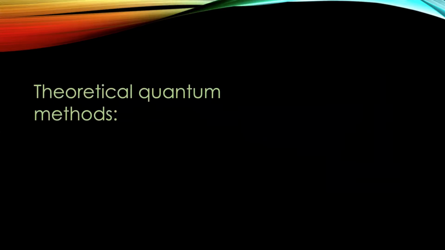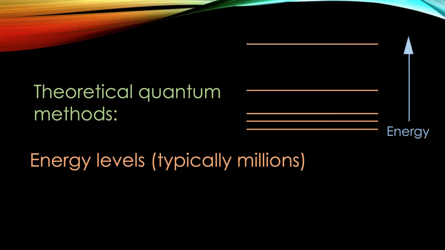Luckily, there are some theoretical methods which we can use to work out what the molecular spectra look like for a given molecule up to high temperatures. We use quantum chemistry to get a list of energy levels. For a small molecule, which is around 3 to 5 atoms, these energy levels can number into the millions, and that size of molecule is currently around the limit of our computational capabilities.